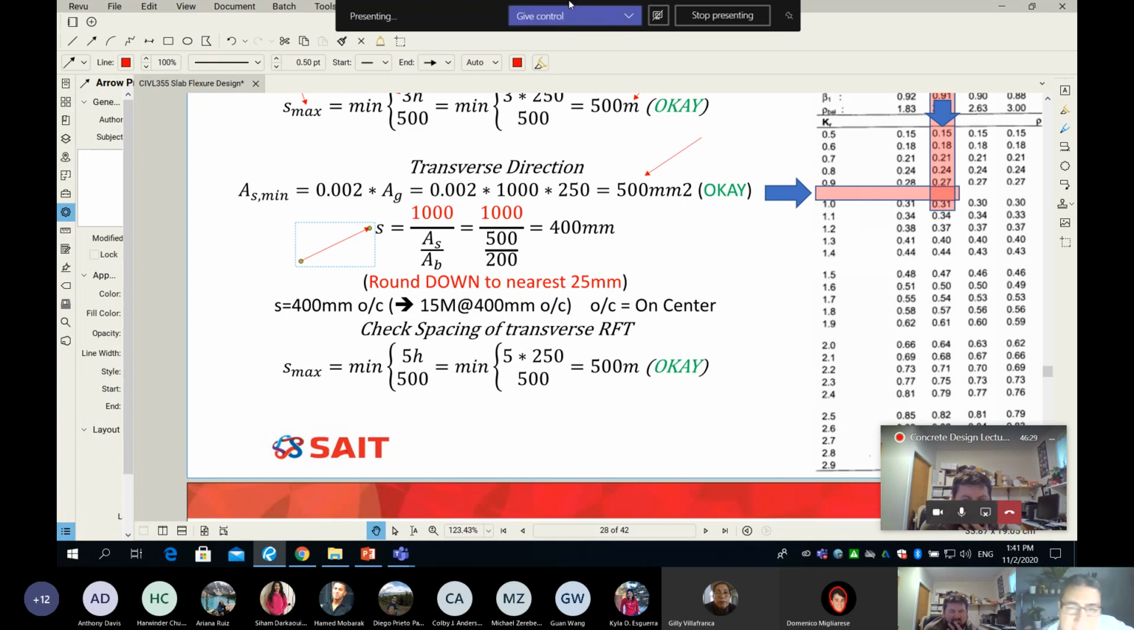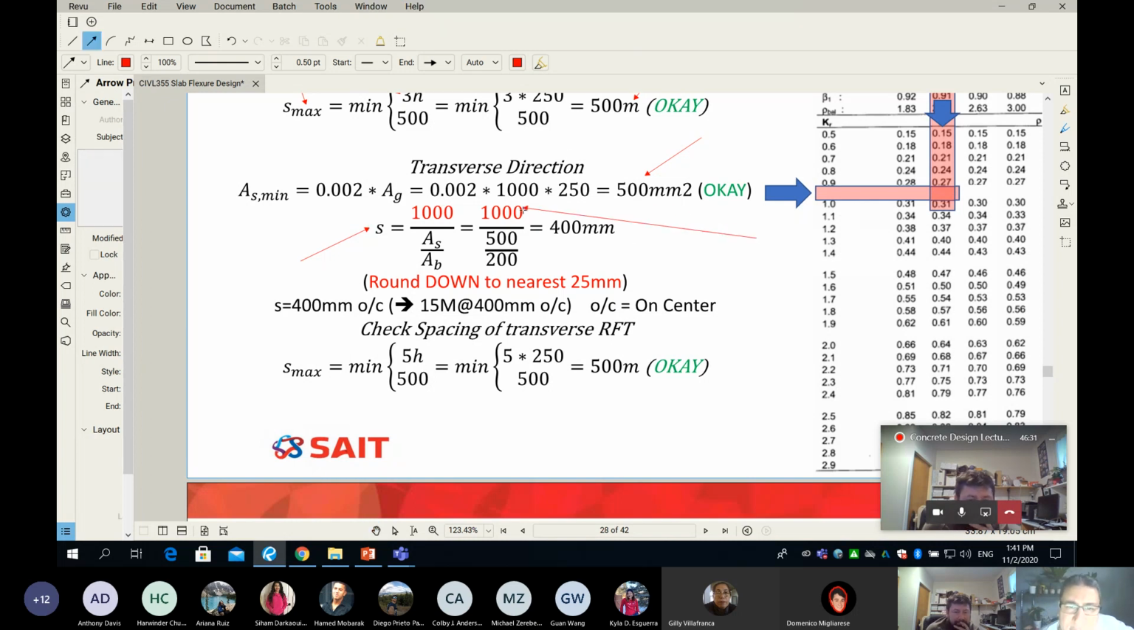Why is that? Because this, look at this, please. So this number is constant all the time. This is the area of steel minimum required, and this is the area of 15 mm. Same way, so we get here 400. But the good news is, for 400, no need to round, because it's already multiple of 25 mil. So finally, in the transverse direction, we will add 15 mm at 400 mil on center.